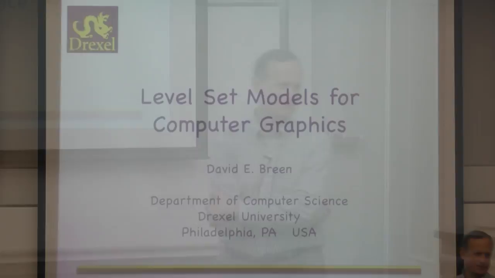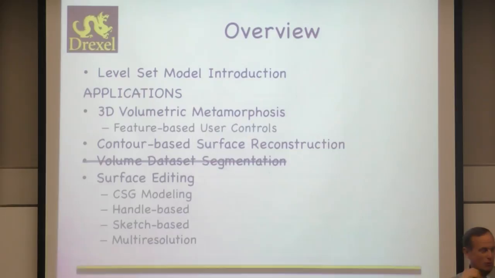I'm at Drexel, working with folks at the computer graphics lab, but also the Morphing Matter Lab at the ACI Institute. I wanted to give an overview of the work I've done for many years now with level set models, and I had so much material that I had to start getting rid of some things and focusing on others. I know the blurb mentioned volume data set segmentation, but I'll skip over that, because I'm focusing more on the morphing and the surface editing at the end.